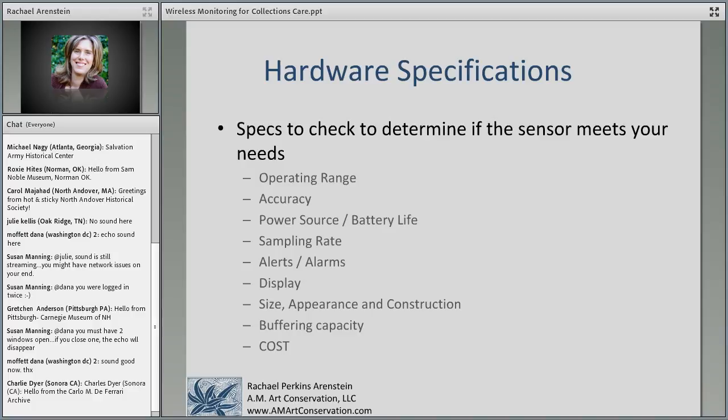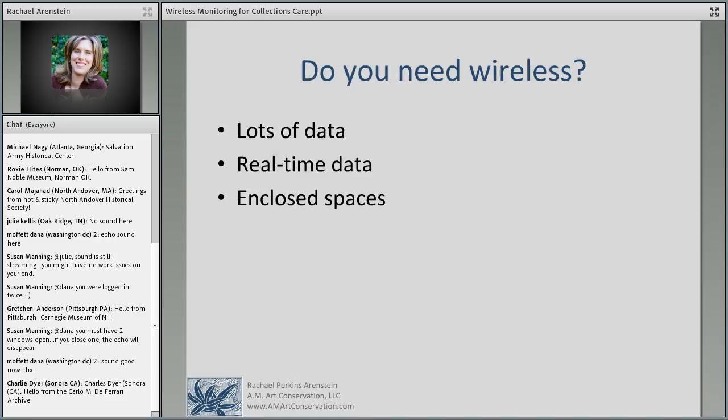So those are some of the things that are mostly the same. Let's take a look at some of the reasons why wireless can be great. The first is if you have lots of data. The wireless systems don't need cable or flash drive or a portable download device. They communicate without all those extras. So if you're using a wireless system, you can eliminate the time spent going around your institution and physically downloading the data. This can be hugely beneficial if you're in an institution that needs to monitor a lot of data points. And by a lot, I mean, generally, more than 20.